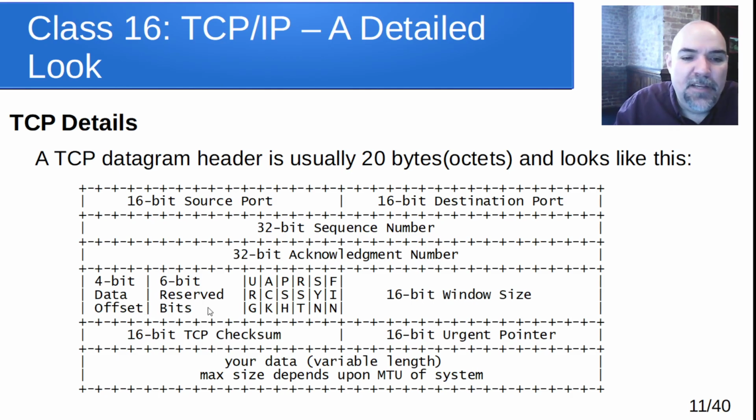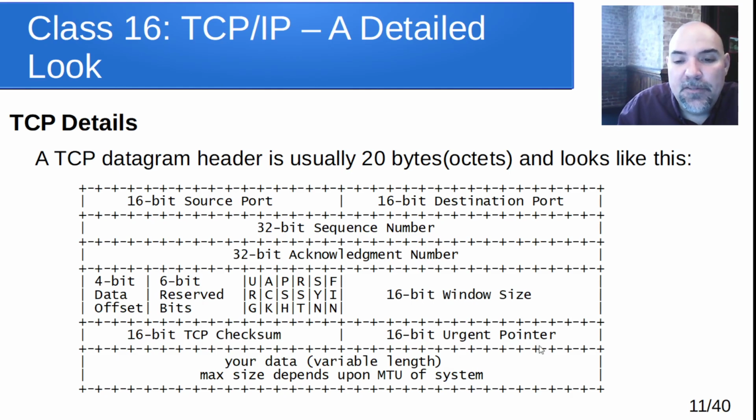Then there's this offset. There's the set of flags here, which we're going to talk about: urgent flag, acknowledge flag. We'll talk about the rest of these in a second. There's this thing called a window size, which we'll talk about. And then notice that there's a checksum here. That's the checksum of the TCP data that's up here. And then we have this thing called the urgent pointer, which we'll talk about in a second. And then we have our data.